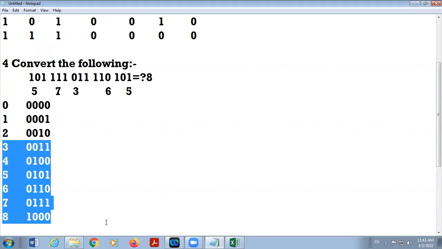So, this is your table, in case you want to convert any decimal number into hexadecimal.